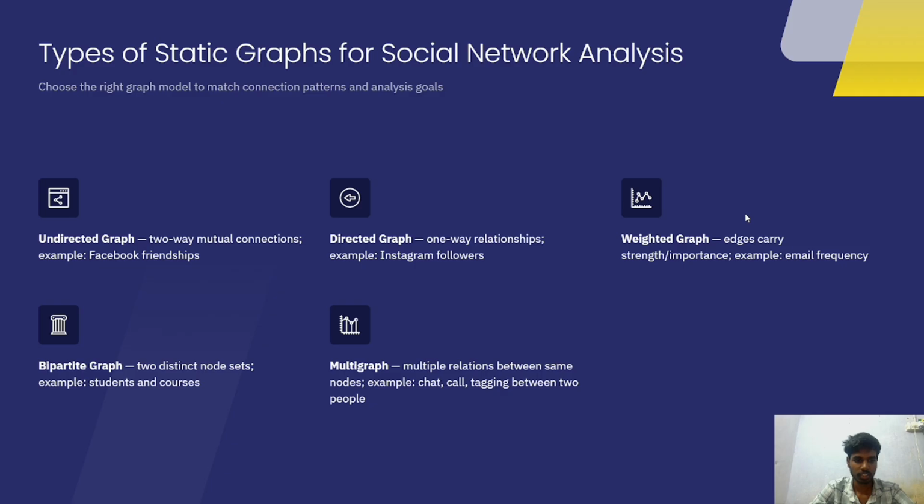And the fourth one is bipartite graph. Two separate groups of nodes. Example, students and courses. Students belong to one group and courses to another. Edges show which student has taken which course. And then finally, multigraph. More than one connection between the same two people. Example, between two colleagues, we may have a chat connection, an email connection, a phone connection. All these are separate edges.